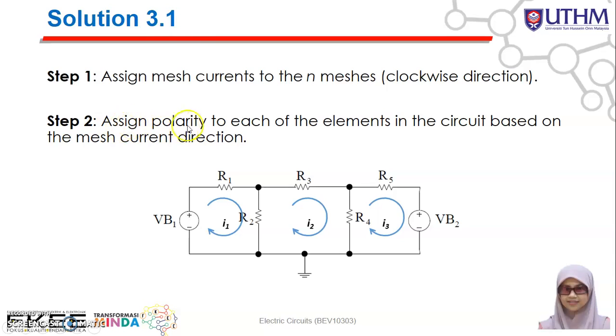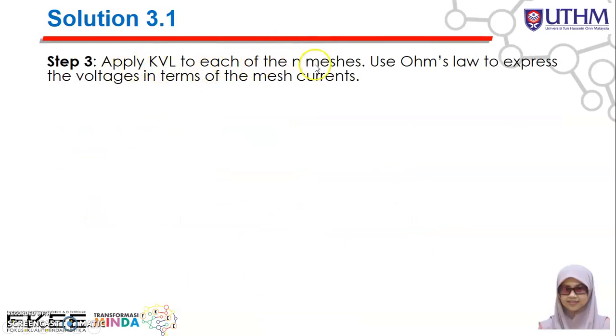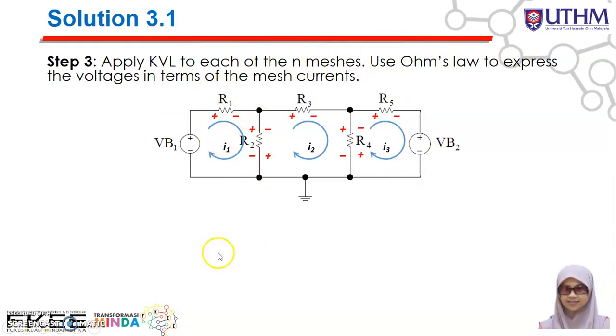And then step number 2, you need to assign the polarity to each of the elements in the circuit based on the mesh current direction. So here you have positive, negative, positive, negative. For the second mesh, you have positive, negative, positive, negative, and positive, negative. For the third loop, you will be having positive, negative, and positive, negative. And then for step number 3, apply KVL to each of the N mesh. In this case, you have 3 mesh. Then you need to use Ohm's law to express the voltage in terms of the mesh current. So based on the circuit, you need to apply the KVL for the first mesh, second mesh, and the third mesh.